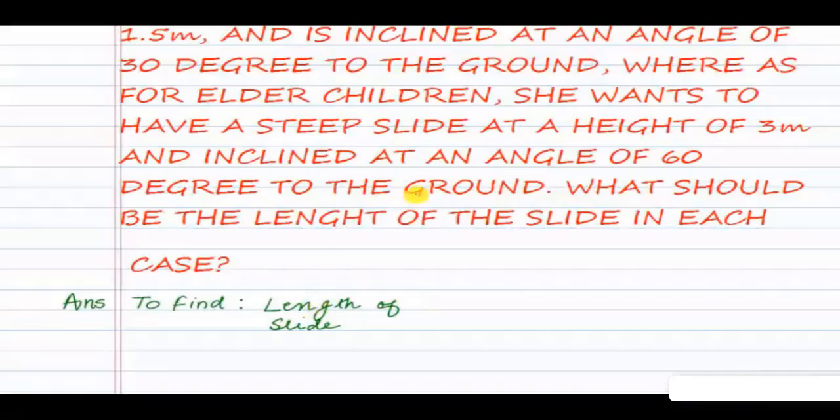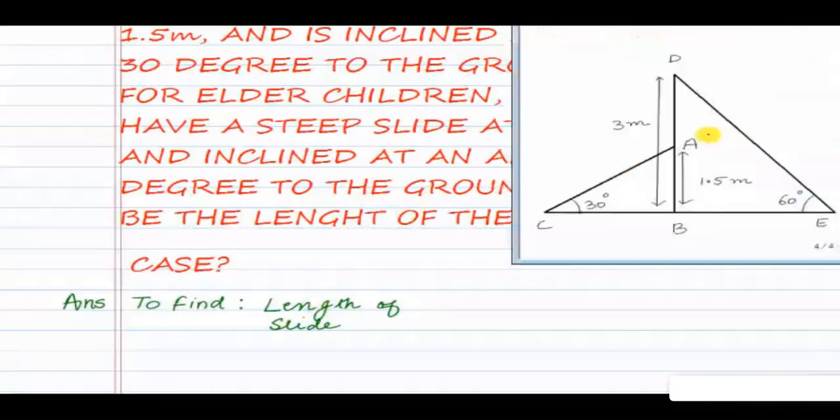Now let us understand our question with the help of our figure. Now looking at our figure, it is given in the question that a contractor wants to make 2 slides. One slide is for the children below the age of 5 years and the other slide is for the children above the age of 5 years. Now slide ABC is for the children below the age of 5 years. We can see that the height of this slide, that is AB, is 1.5 meters and it is inclined at an angle of 30 degree.